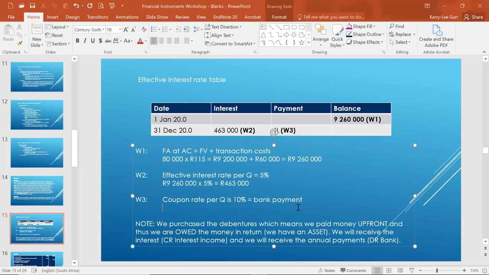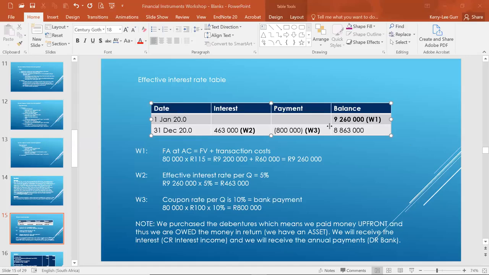We then move on to our coupon rate, which is our bank payment. And that is going to be based on our face value. So it's 80,000 times 100 Rand times 10% coupon rate, which gives us our payment of 800,000. We take our balance and we add our interest minus our payment. It then gives us our closing balance.